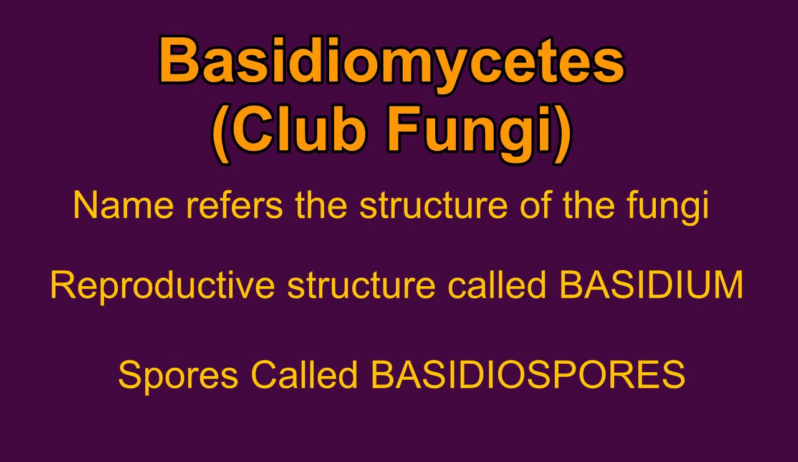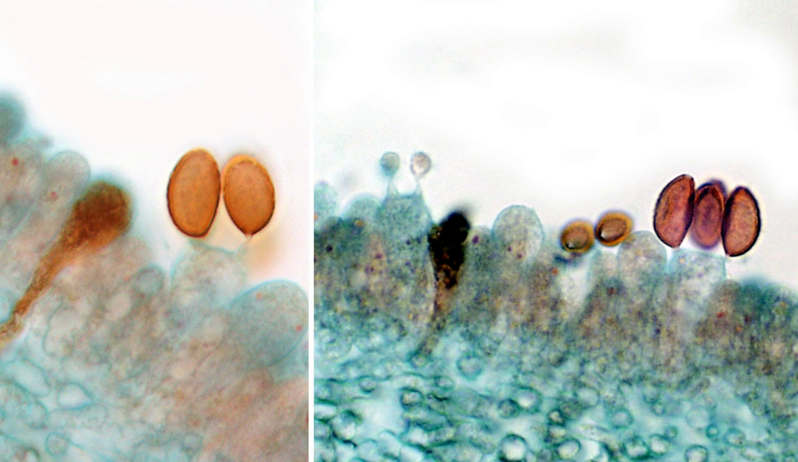Basidiomycetes, or club fungi, include the common mushroom, which has been shown to you now. The name basidiomycete refers to the reproductive structure on which sexual spores are produced. The structure resembling a club is called a basidium, and the spores are called basidiospores.